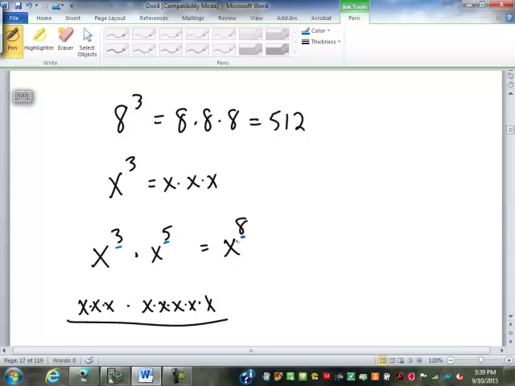the exponents add up. So if I have y to the 17th times y to the 5th, I'm going to get y to the 22nd. Good. 17 plus 5 is 22.